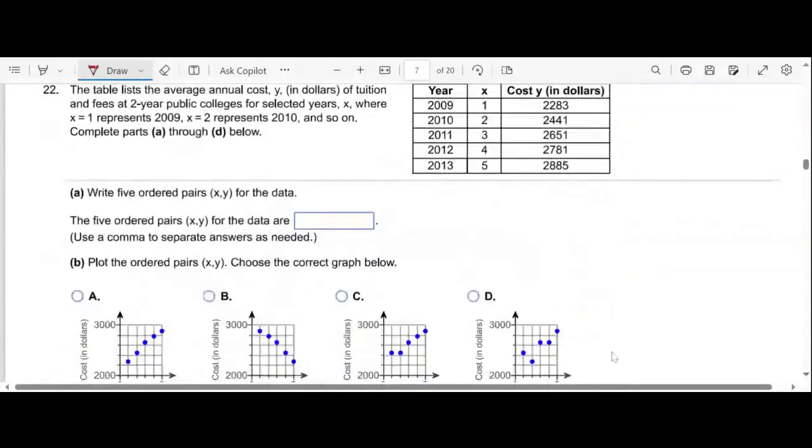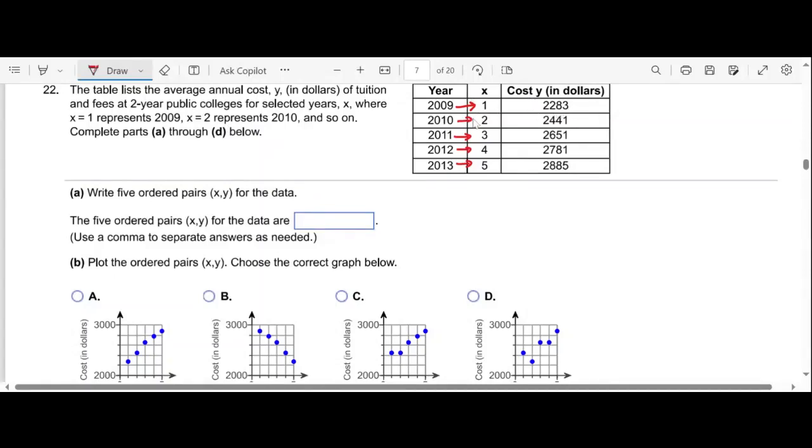The table lists the average annual cost y in dollars of tuition and fees at 2-year public colleges for selected years x, where x equals 1 represents 2009. As you can see here, 2009 is denoted by 1, and x equals 2 for 2010, 3 for 2011, and so on. Complete parts A through D.